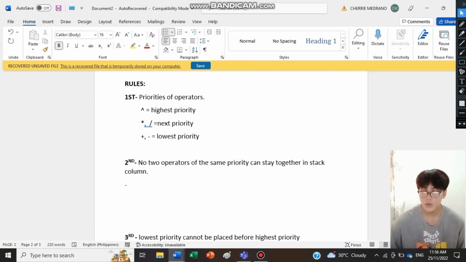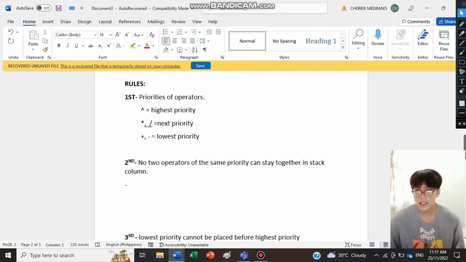In the second rule, no 2 operators of the same priority can stack together in the stack column. As you can see here, the asterisk sign and the division sign have the same priority, as well as the plus and minus. Both of them have the same priority. Meaning to say, we cannot stack them together inside the stack because both of them have the same priority.